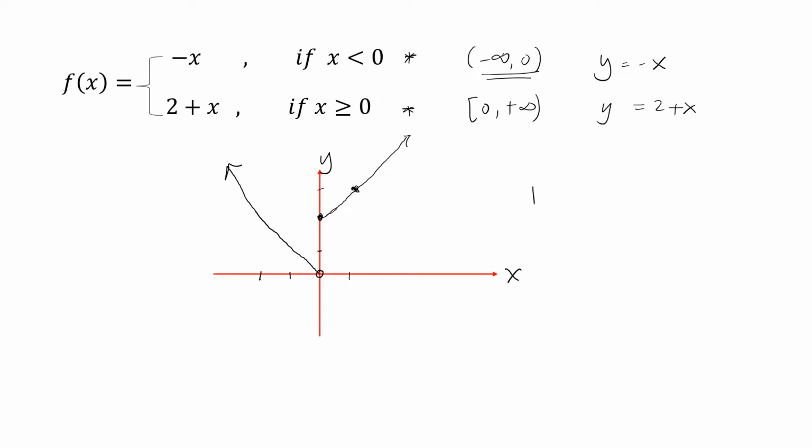Okay? So the domain is obviously the set of all real numbers, while the range starts at 0 to positive infinity. And y equal to 0 is not included. No? Y equal to 0 is not included, so it's open, as 0 to positive infinity.